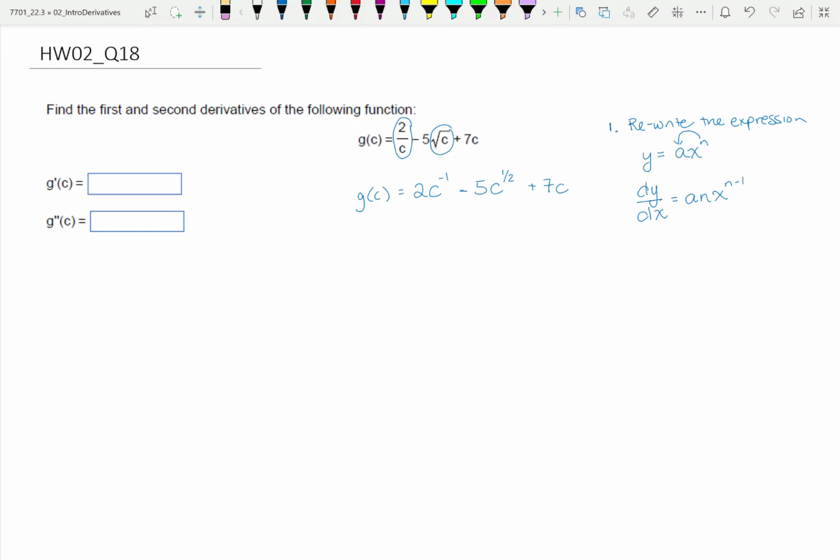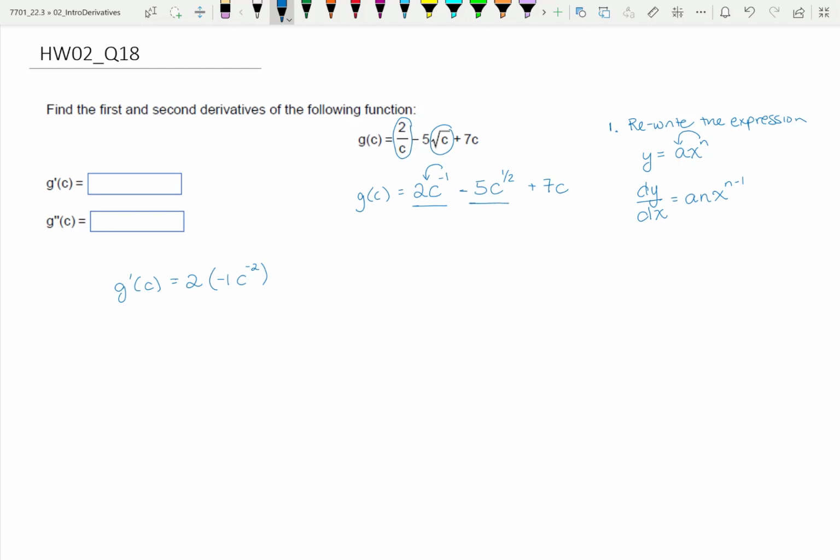So now for our first derivative, g prime of c, for our first term, 2c to the power of negative 1. 2 is the coefficient. It's just going to go along for the ride. And then I pull back that exponent, negative 1. Negative 1, c to the power of negative 1 minus 1 gives me negative 2.